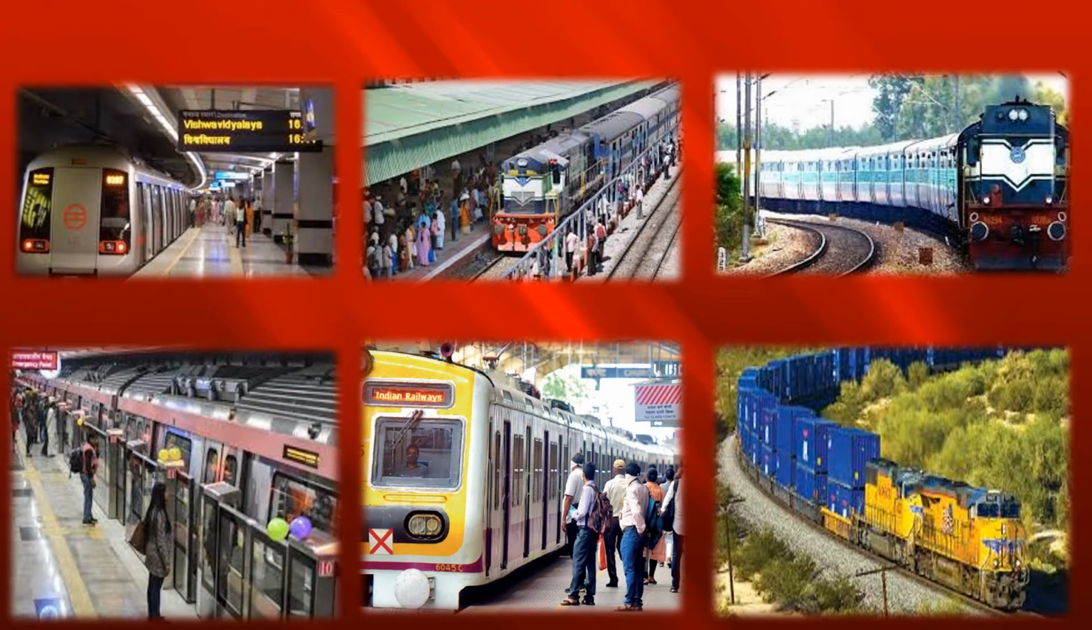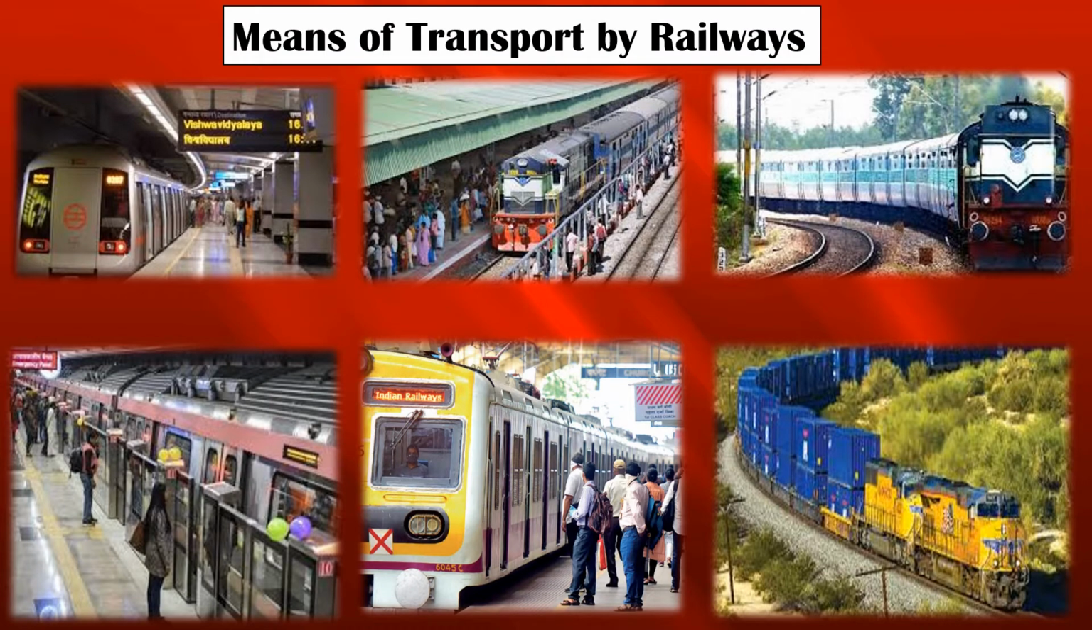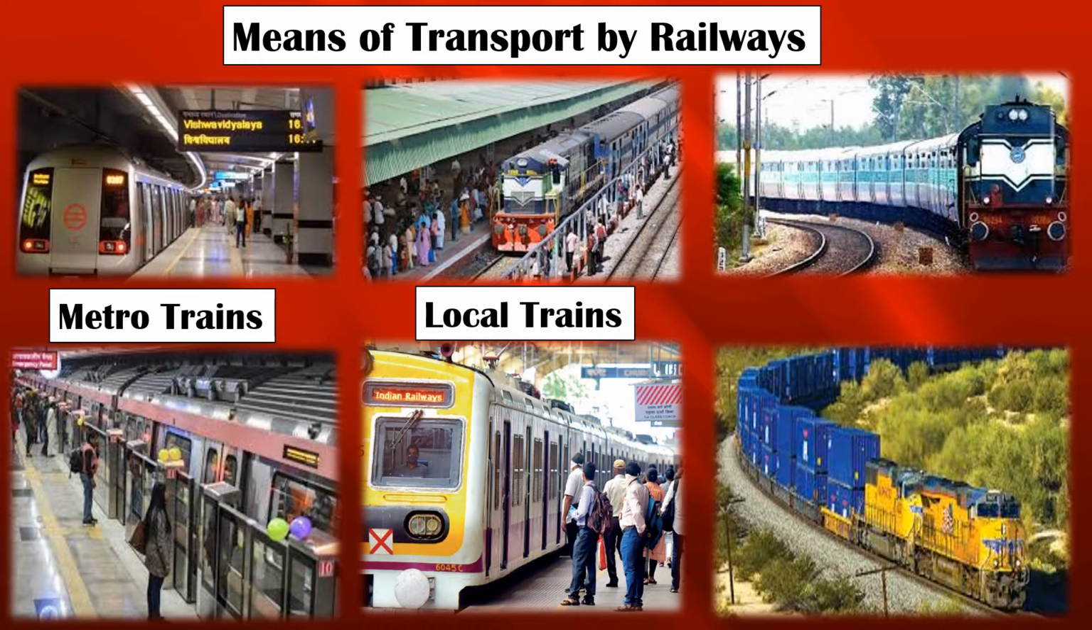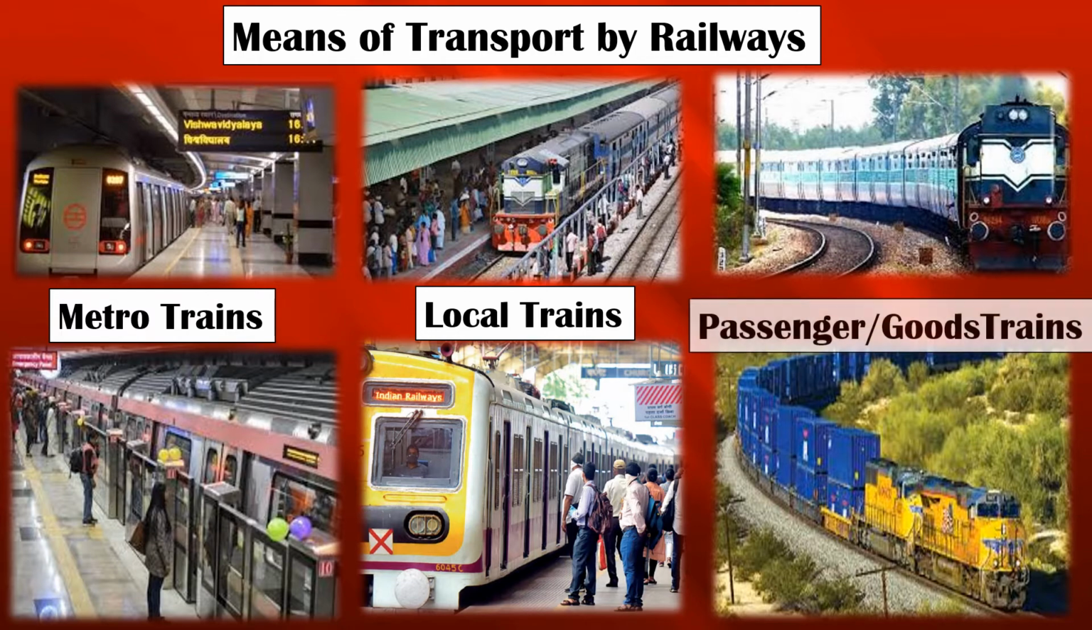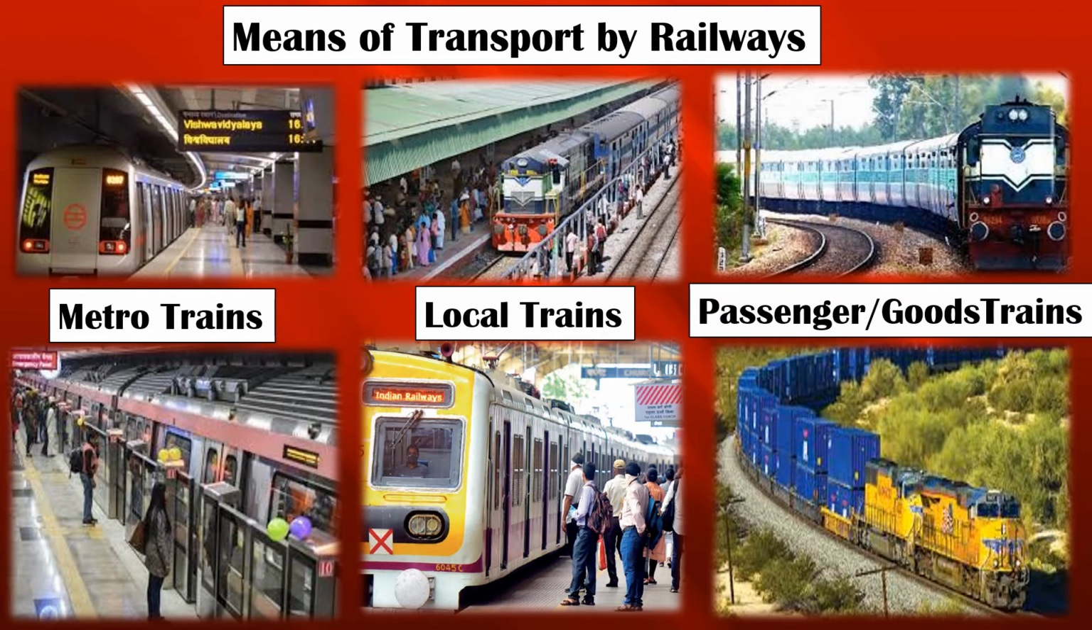Now we come to the next mode of transport, and that is railways. Means of transport by railways. The first two pictures above and below show us the metro trains. The next one are the local trains which we use to ply within the city. And the third picture above and below is of a passenger train and goods train which carry people and goods out of the state or country.